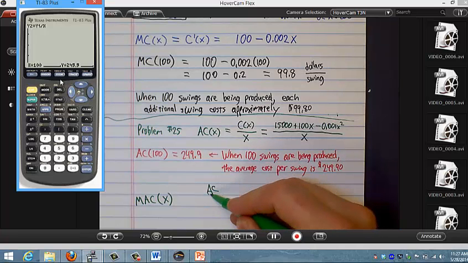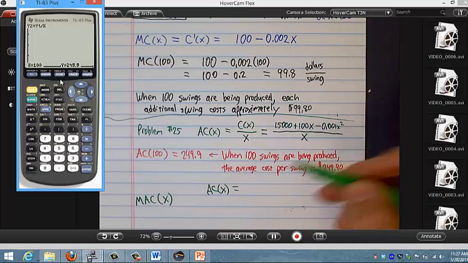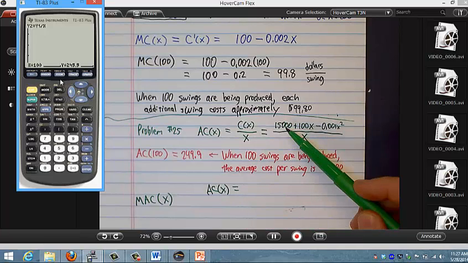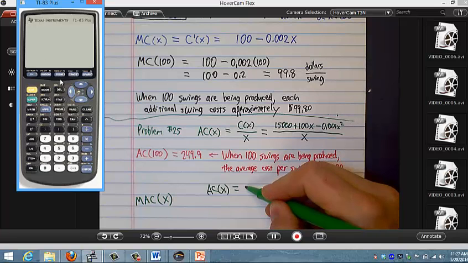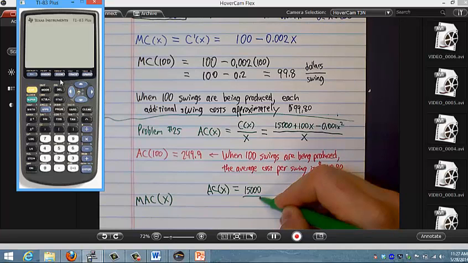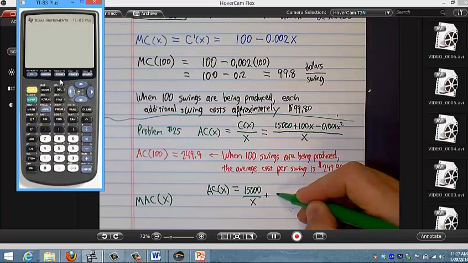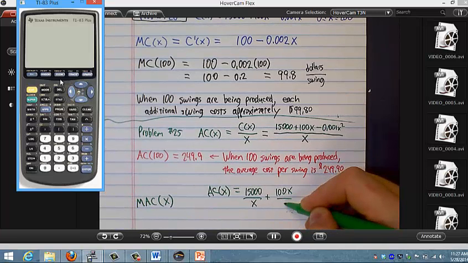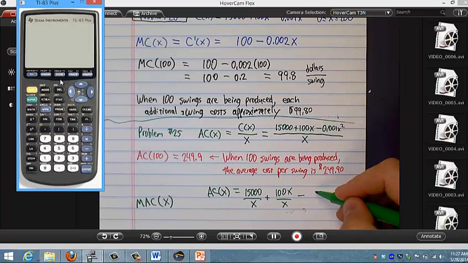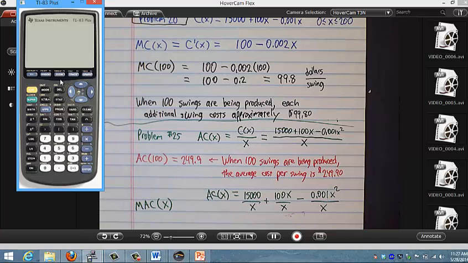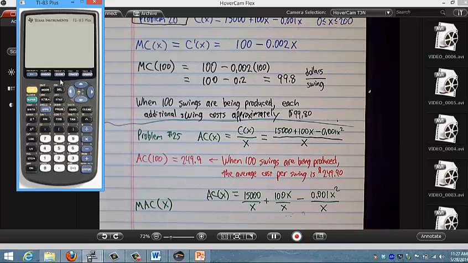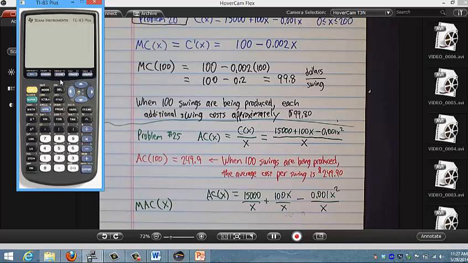AC of X. Let's rewrite it. You can rewrite this as separate fractions: 15,000 over X, plus 100X over X, minus 0.001X squared over X. Do you guys see that? That's the same as what's above. You can split up a fraction into multiple fractions that share the same denominator.